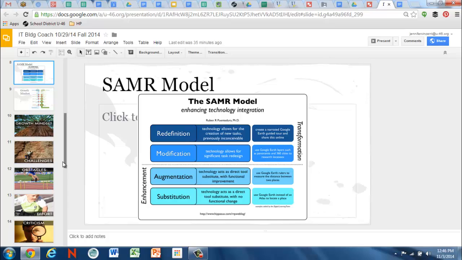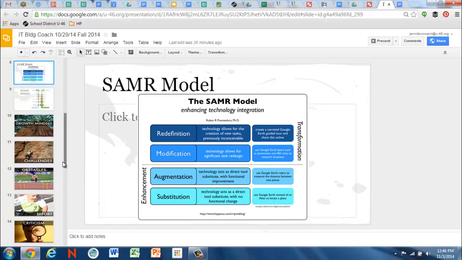Modification is when kids are starting really to create and collaborate and work together, but to produce something. And then redefinition is moving towards creating and collaborating, but also publishing and sharing things on the web outside of the classroom. So think of that as how technology can break down the four walls that we have with the classroom.